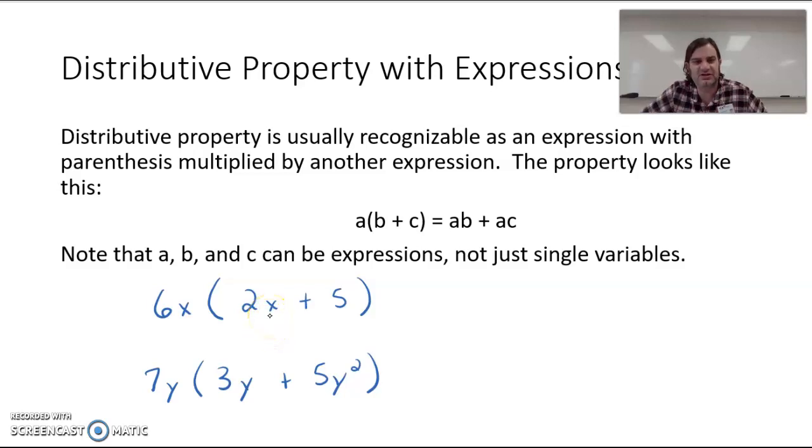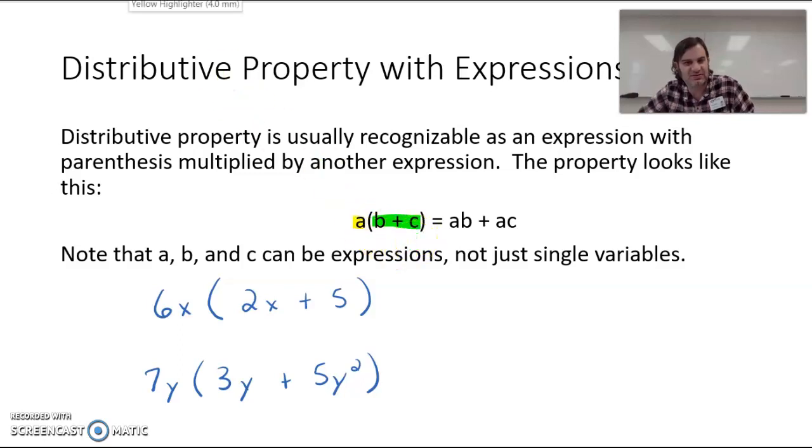Hey, it's Mr. Allred, and we're going to talk about the distributive property. You may recognize it. It usually involves some parentheses, but it's where we have something outside of parentheses and we're trying to multiply it through the parentheses. So, here I have A times the quantity of B plus C.